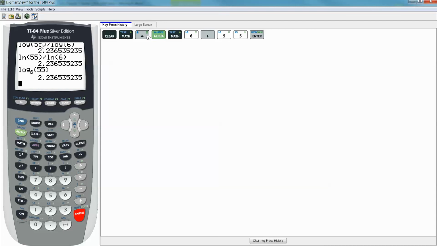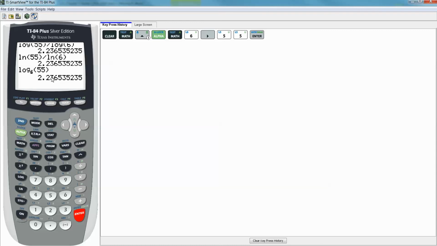So you can do any logarithm you want as long as it's all numbers. Of course, if there was x or y in here, you'd be in big trouble, right? But if you have numbers, you can do it. So you can either do log over log, you can do ln over ln, or if you're lucky enough to have the new operating system, you can just type it in like that. Cool.